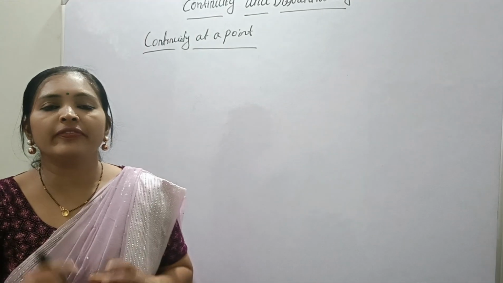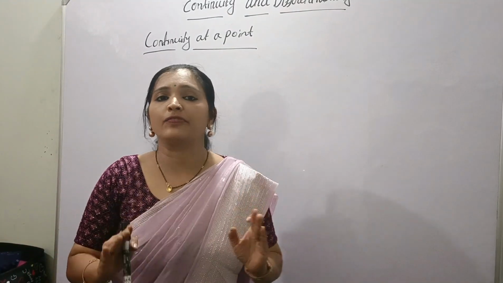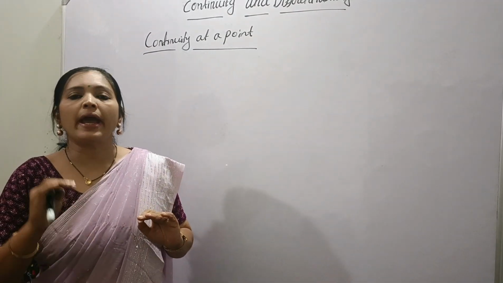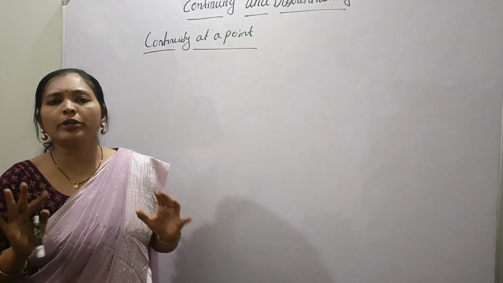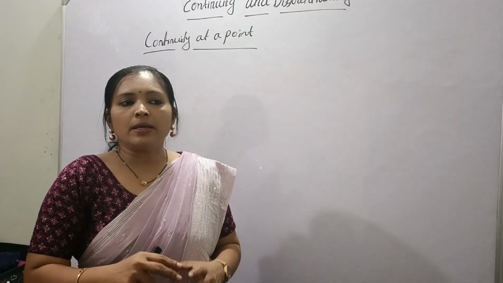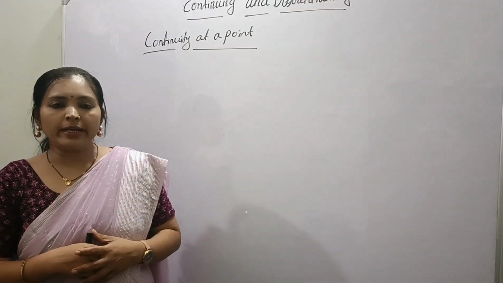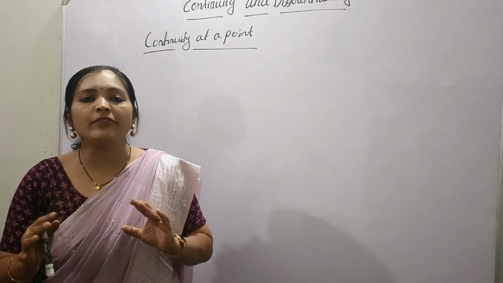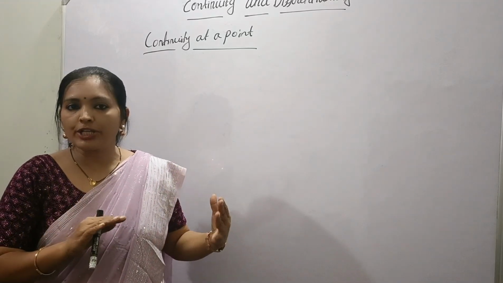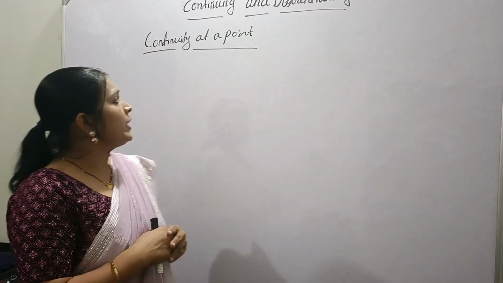Now we are going through the mathematical definition of continuity at a point. It's a very important definition. We have to determine how to tell whether a given function is continuous or not. So, here is continuity at a point.